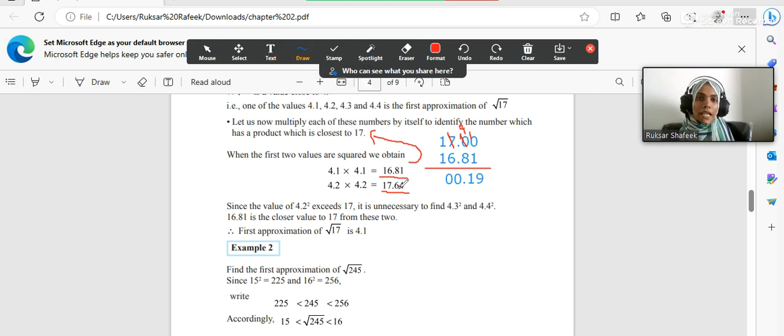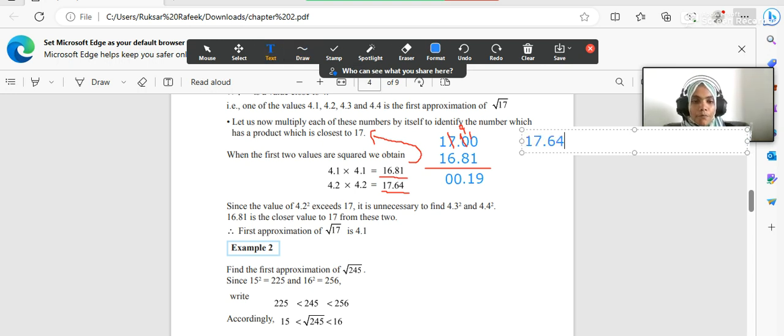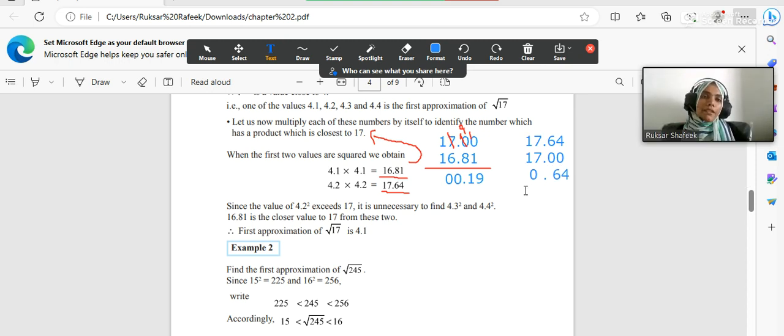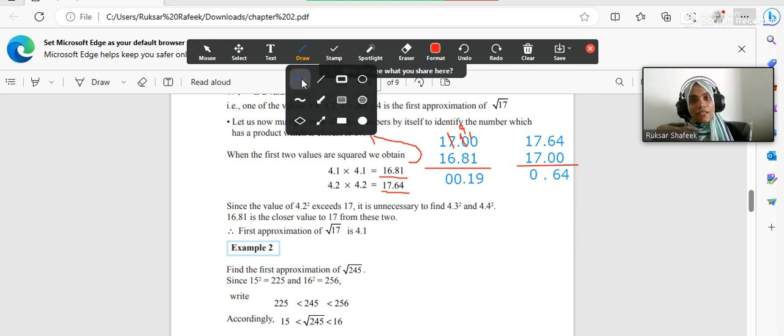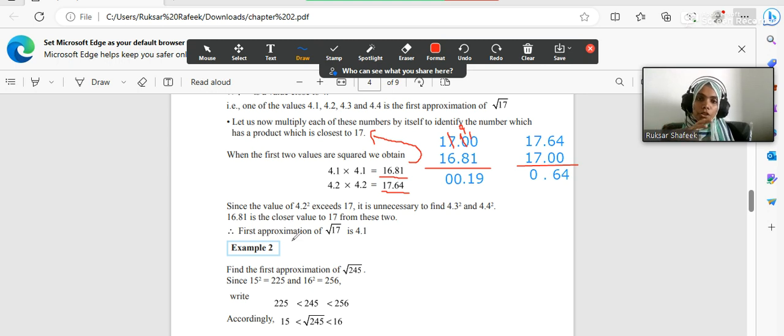And if you look at 17 and 17.64, I've got to subtract 17 from 17.64. If you're subtracting this, it's pretty easy and obvious that you have nothing but 0.64 itself. So now if you look at this 0.64 and 0.19, which is closer is the next question. So 0.19 is much closer to 17 than 0.64. So because of that, we would say that the answer is 4.1 and not 4.2. So that's how the first approximation works.